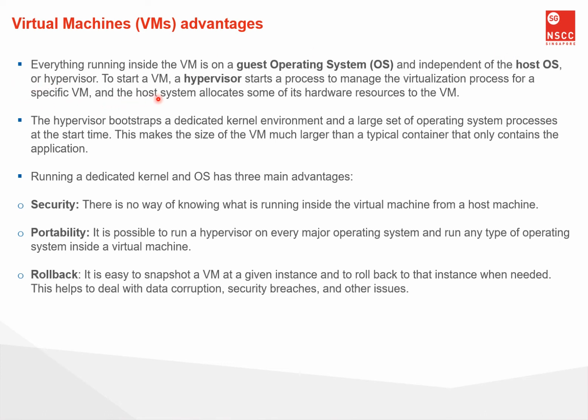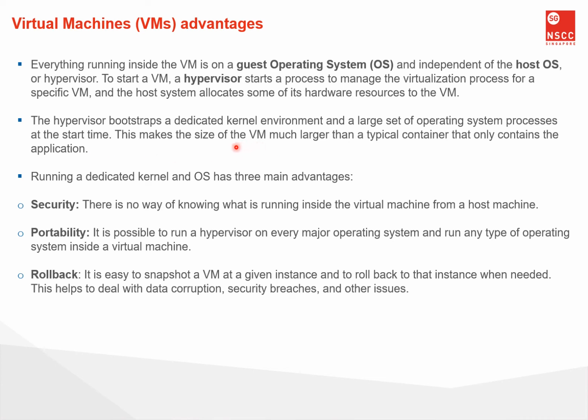So to start a VM, a hypervisor starts a process to manage the virtualization process for a specific virtual machine, and the host machine operating system and the host hardware then allocate some of those hardware resources for that particular virtual machine to use. The hypervisor bootstraps the dedicated kernel environment and also a large set of operating system processes at start time. This makes the size of the virtual machine much larger than containers, which only contain a specific application. So this is why I say that containers are a more lightweight version of virtual machines.